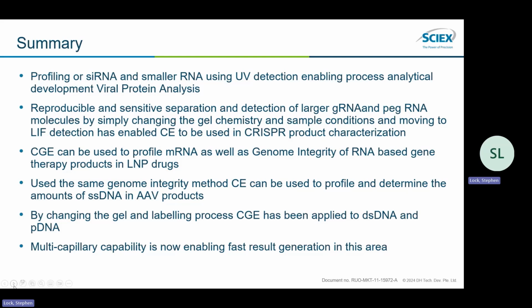to CRISPR product characterization. Again, by moving to different gels, you can profile messenger RNA and use it to understand size-based impurities of your messenger RNA used in LNP drugs. Again, you're applying the same method. You can use it to understand size-based impurities of single-stranded DNA used in adeno-associated viral products. And again, by changing the gel on the same system, you can use it to profile plasmid DNA or even longer double-stranded DNAs up to 15,000 base pairs using our double-stranded DNA kit.